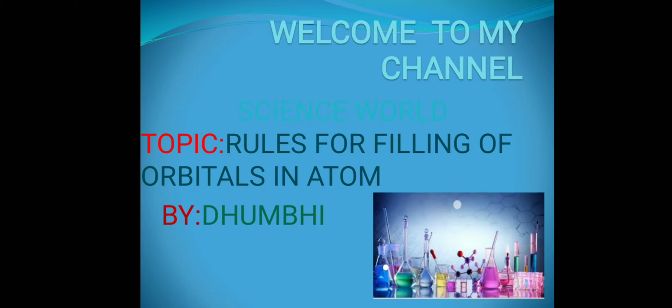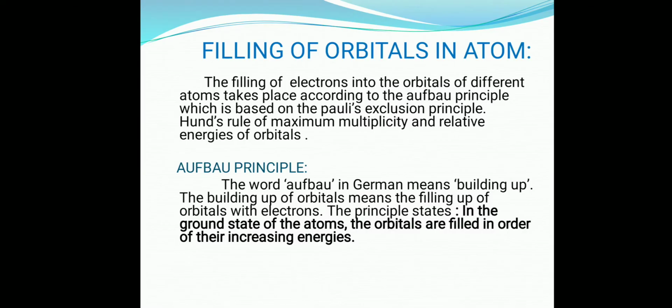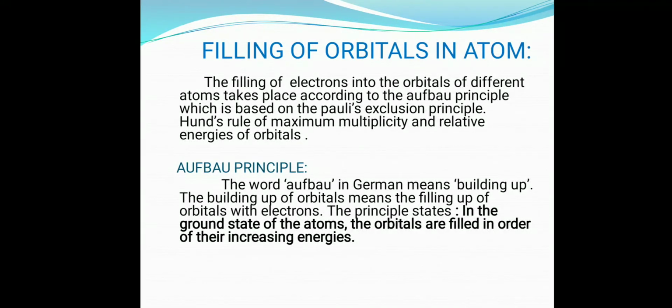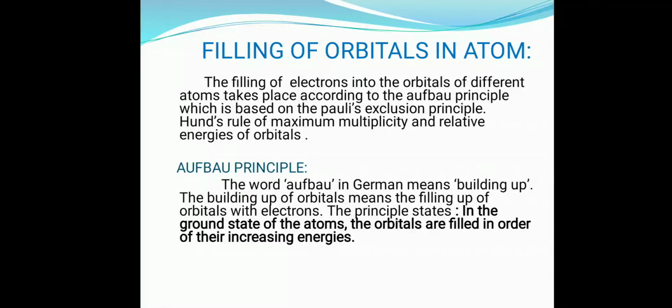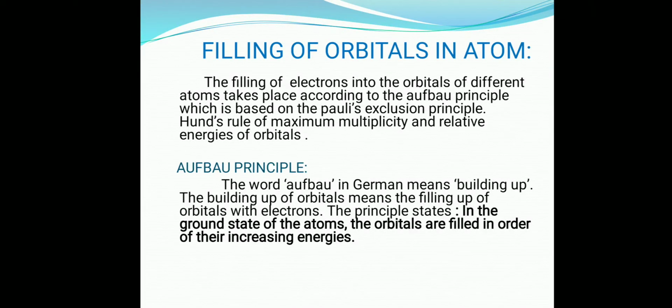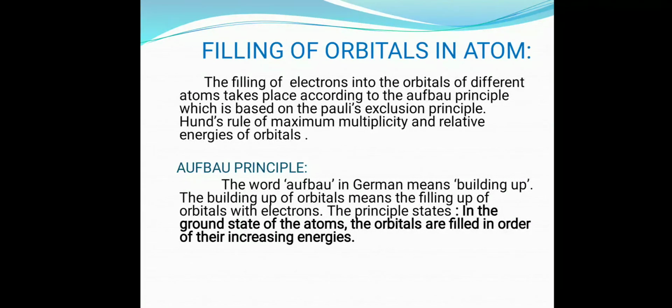I hope you all understand my previous video regarding quantum mechanics and atomic structure. Now I am presenting some information regarding rules for filling of orbitals in atom. Means, what are the rules we should follow to fill an electron in an orbital? The filling of electrons into the orbitals of different atoms takes place according to the Aufbau principle. This Aufbau principle is based on Pauli's exclusion principle, Hund's rule of maximum multiplicity and relative energies of orbitals. Now we will discuss one by one.